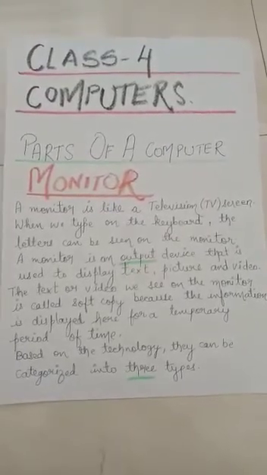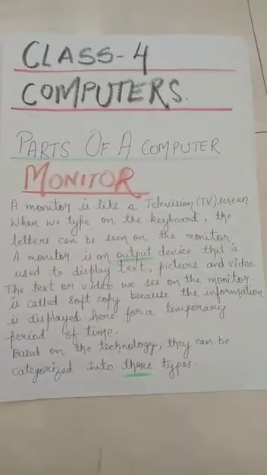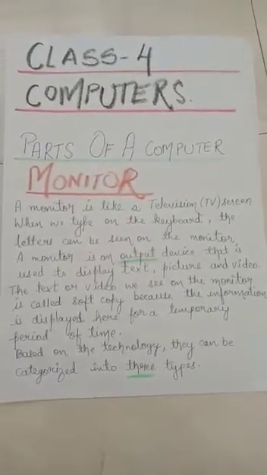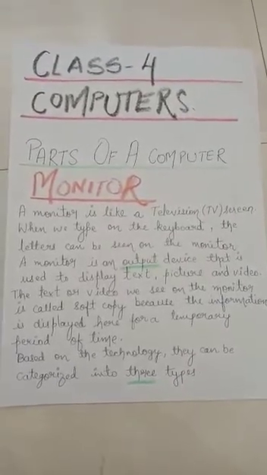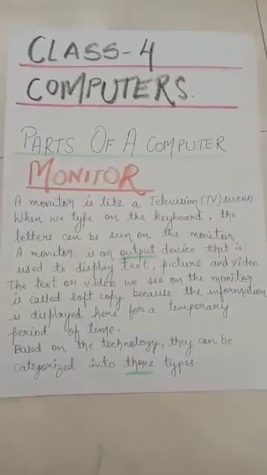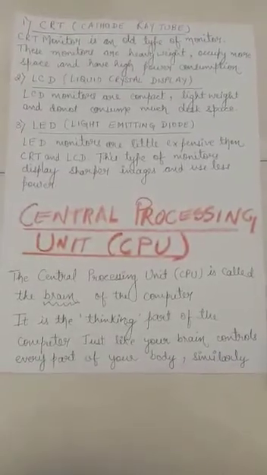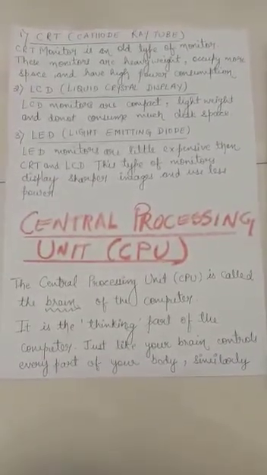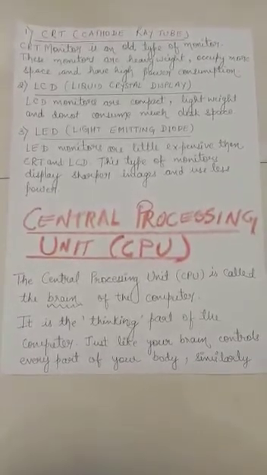The text or the picture or the video we see on the monitor is called the soft copy because the information is displayed here for a temporary period of time. Based on the technology, they can be categorized into three types. We have the first one as a cathode ray tube, that is CRT. CRT monitor is an old type of monitor.